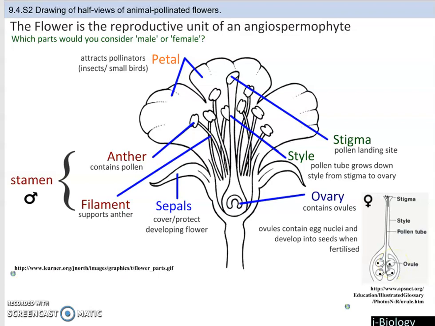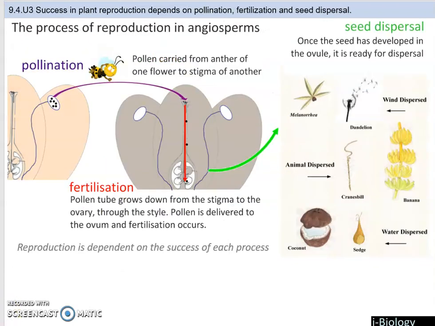If we move to this slide, we've got an illustration here which looks at pollination.